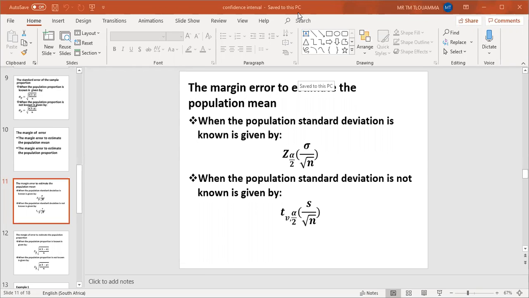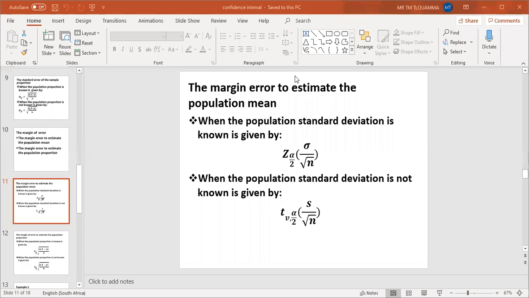Yes, you can continue. When the population standard deviation is known, the margin of error is given by the z critical value, z alpha divided by 2, multiplied by sigma. Remember, the population standard deviation is known, so it's going to be sigma divided by the square root of n.